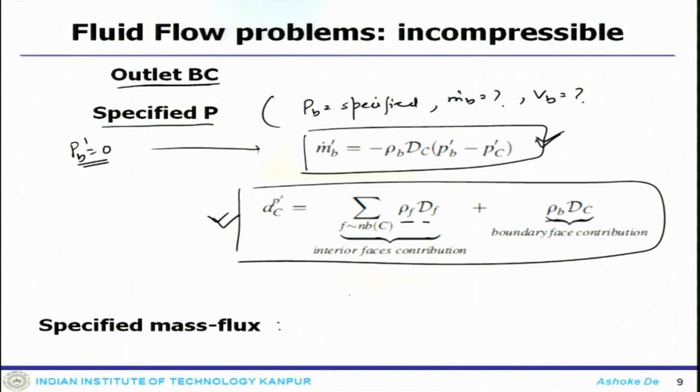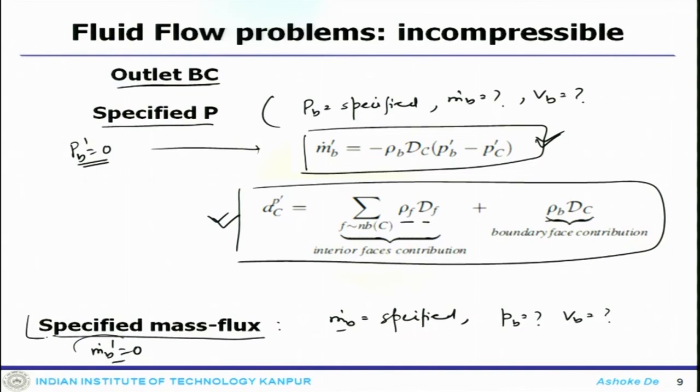Now, alternatively for the outlet case, it could be specified mass flow rate, where m dot f b is specified and p b is not known, v b is not known. Since m dot b is specified, then m dot b prime would be 0, I mean no corrections required, and you simply drop the term in the pressure corrections equation with no modification required for the coefficients of the boundary element. By setting this to 0, one can do that, and then the pressure correction at the boundary is set equal to the pressure correction at the boundary cell centroid. So, using that one can solve the specified mass flux conditions.